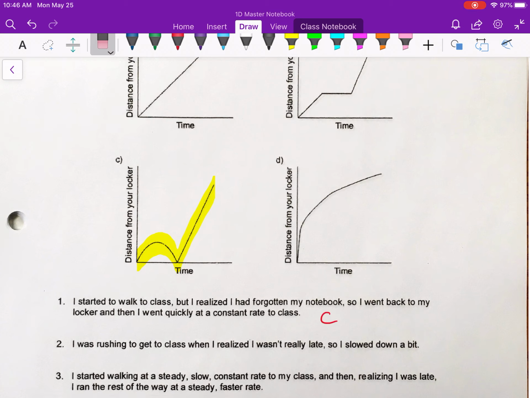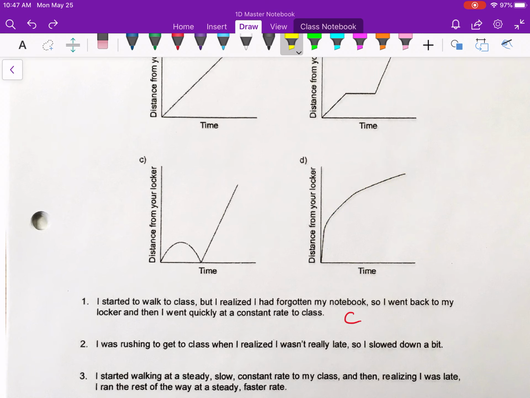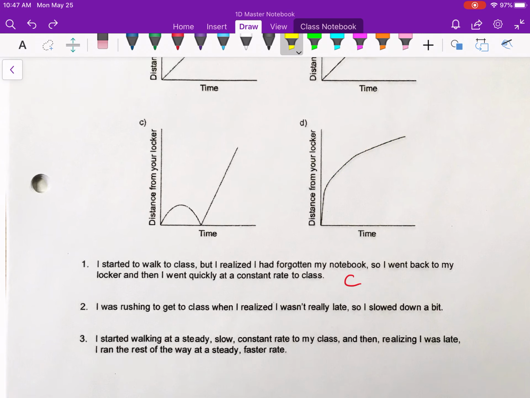But let's just look at D just to make sure. What is this one showing us? It looks like someone's on their way very quickly. They're running, but then they slow down. So they're still moving towards class. It's still going up, so they're still getting closer to class, farther from their locker anyway. But it's getting slower. So it's like they sprinted, and then they got tired and gradually slowed down. But in this one, they never come back either. So again, that doesn't match number 1.